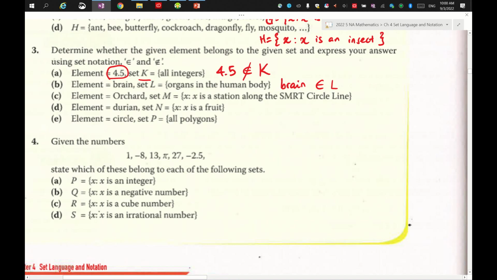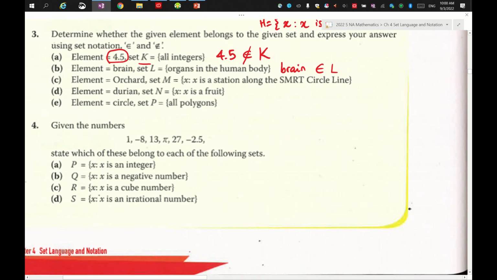Okay, let's do question 4a. Which number belongs in P? Which of these numbers is an element in P? P says x is an integer. 1.